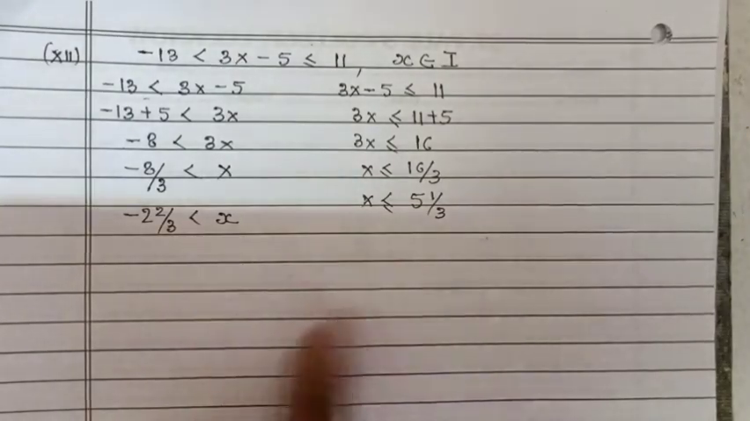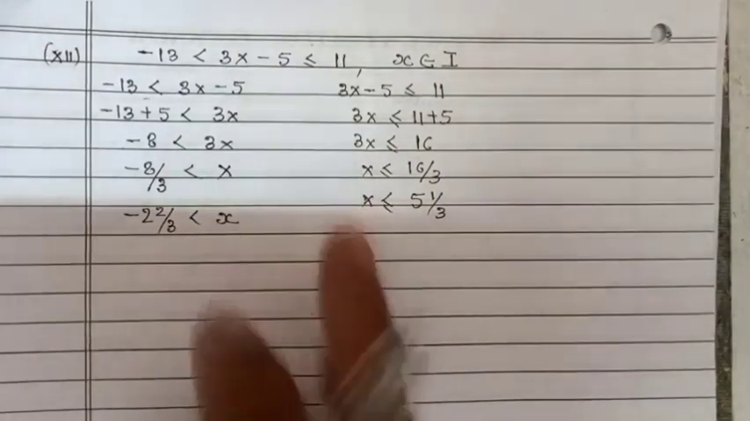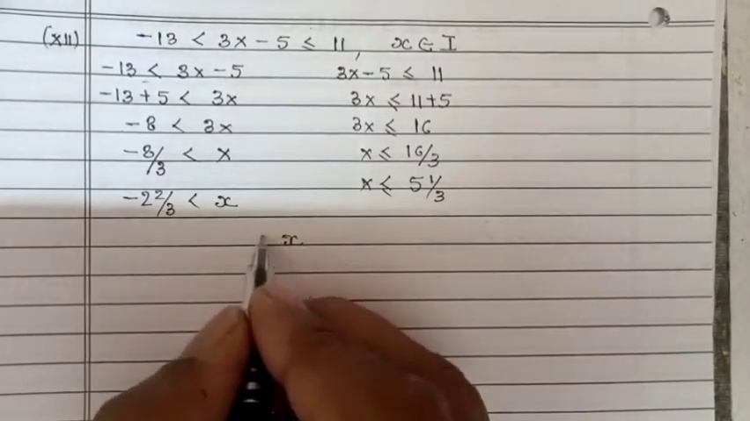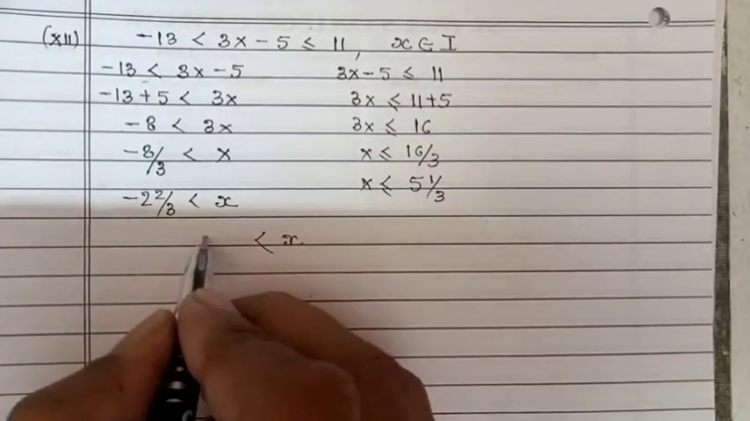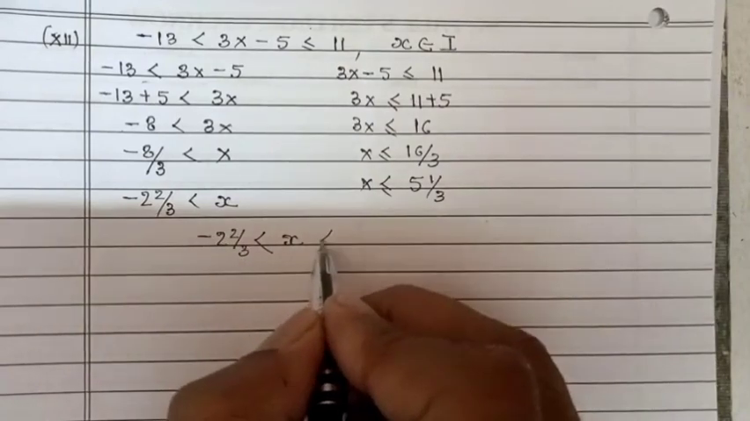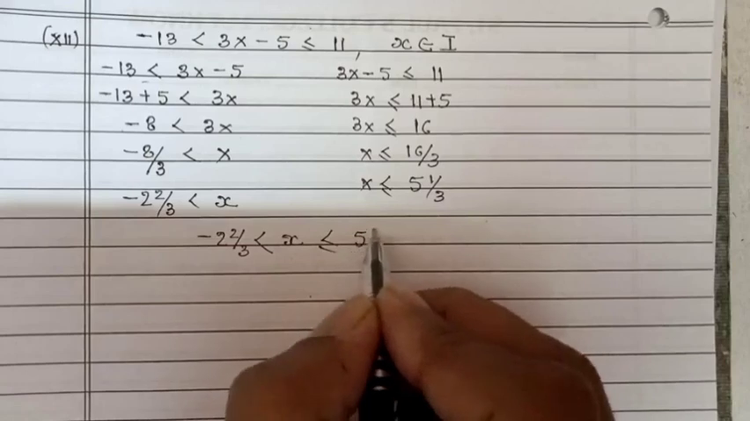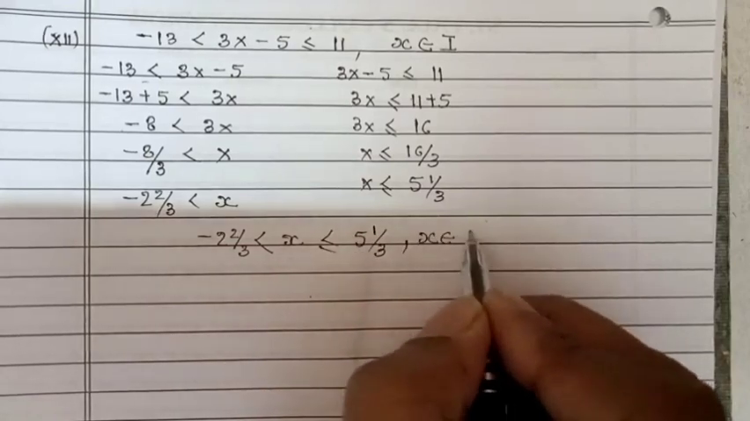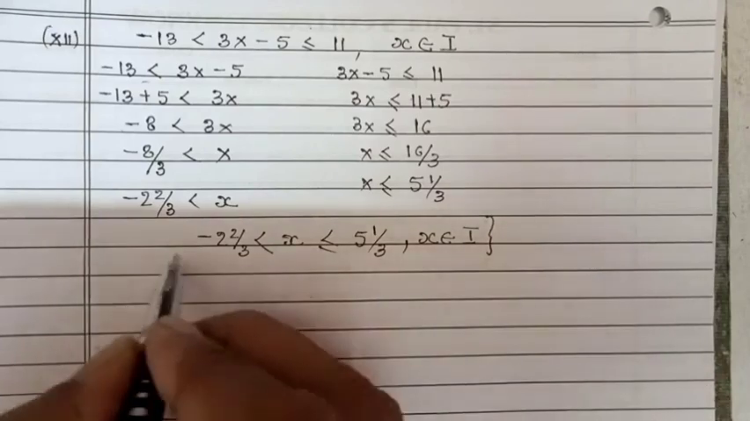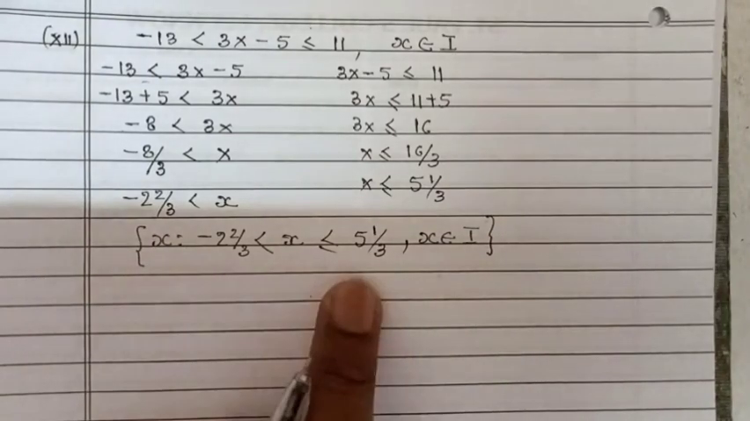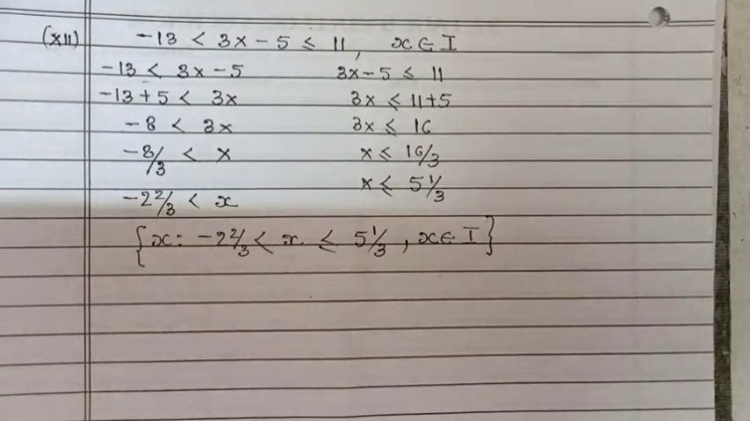So we have got these two. Now combining these two results, you will be getting x is greater than minus 2 whole number 2 by 3. X is less than or equal to 5 whole number 1 upon 3. X is belonging to integers. Now from here we have to choose the integers.